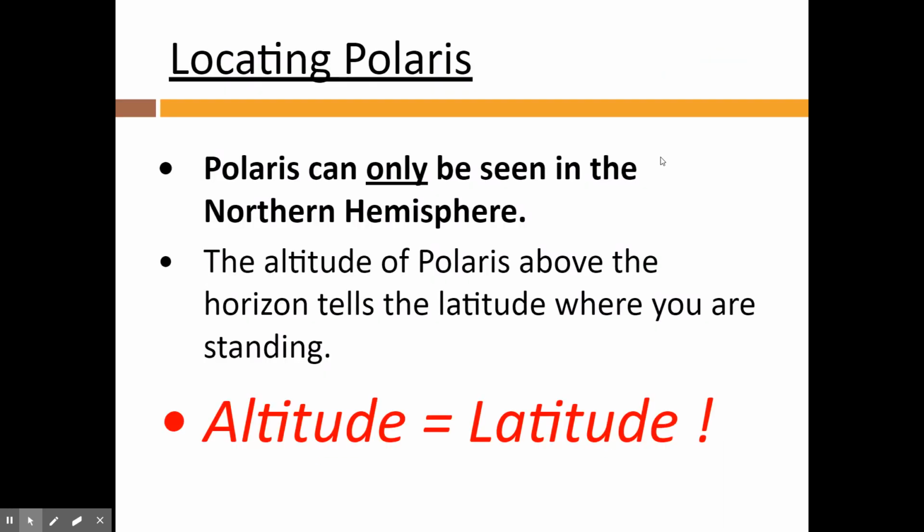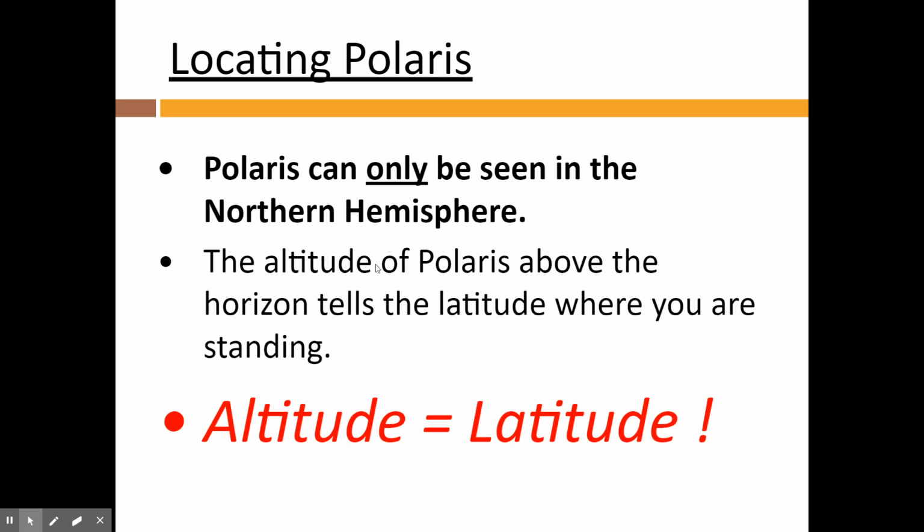Now, very, very important. This is probably something you should write down. Polaris can only be seen in the northern hemisphere. It's called the North Star for a reason. It can only be seen in the north. Okay, and there's a reason behind that I'm going to sketch out in a second. The other thing that's really important is that the altitude of Polaris above the horizon tells the latitude where you are standing. In other words, the altitude is the latitude. Helps you find where you are.